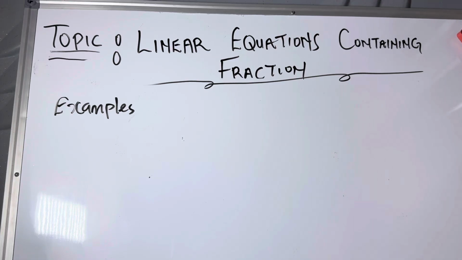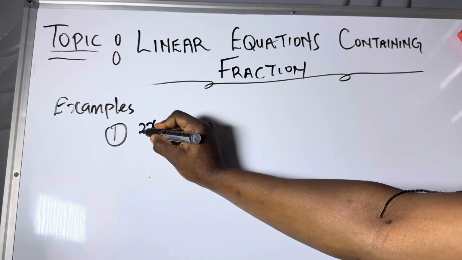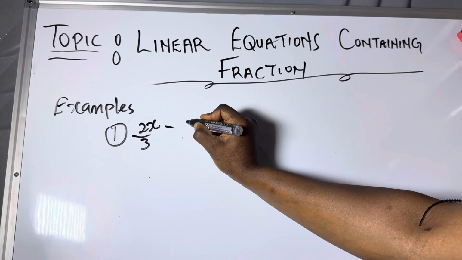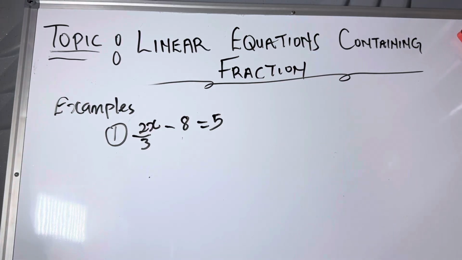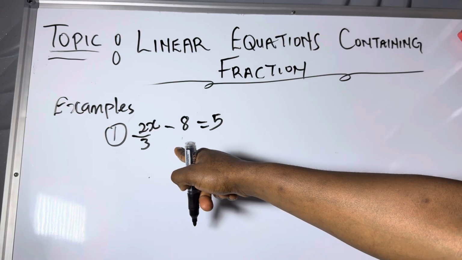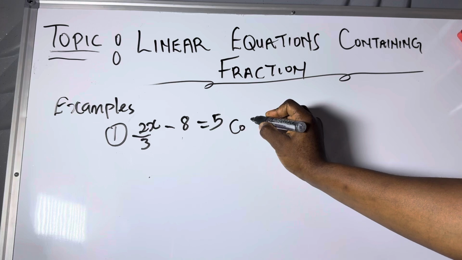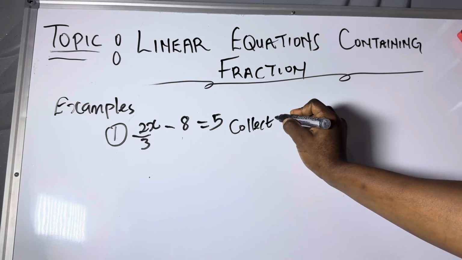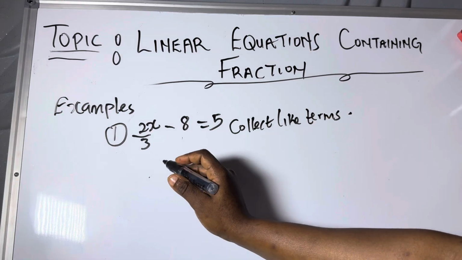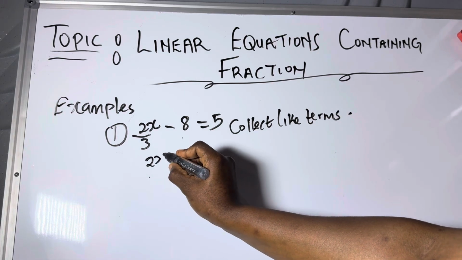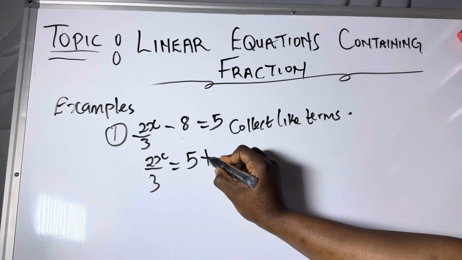For example, number 1, 2x over 3 minus 8 equals 5. Now, the first thing to do here is to collect like terms, by saying 2x over 3 equals 5 plus 8.